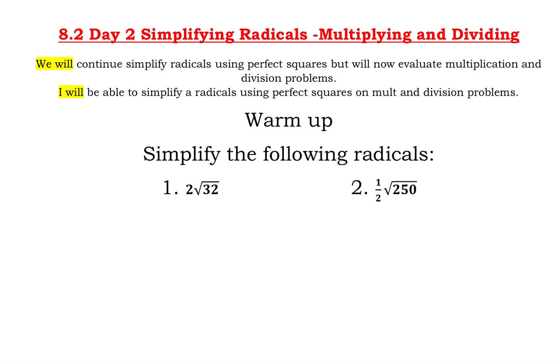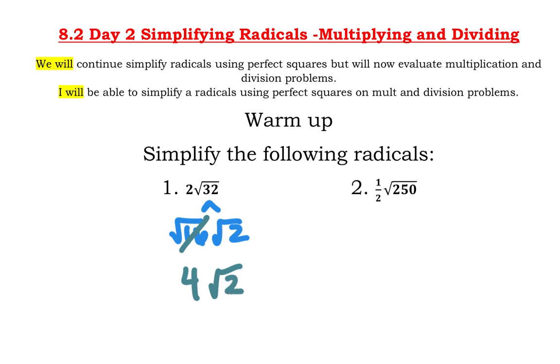Reducing 2 square root of 32, and we're reducing a half square root of 250. What did y'all break 32 by? 16 and 2. All right, so square root of 16, square root of 2. And which one was your perfect square? The 16. 16 became 4, square root of 2.